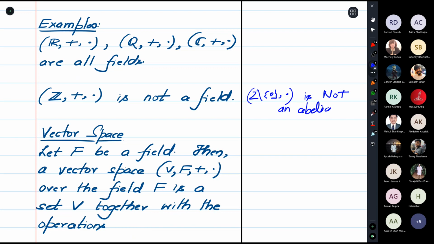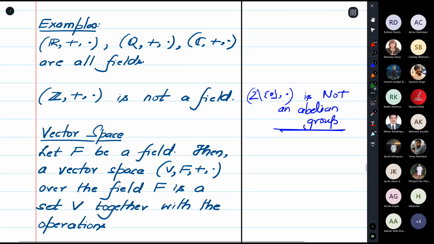So can one of you volunteer and tell me why is this not an abelian group? Why is this not an abelian group? Would one of you like to volunteer and tell me why this is not an abelian group? Yes, Pankaj? I think the inverses don't exist.